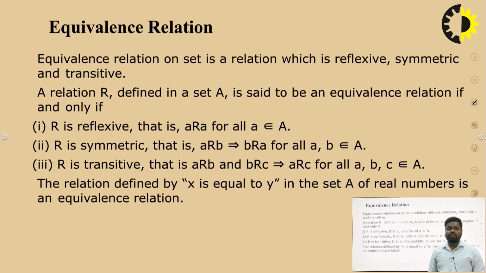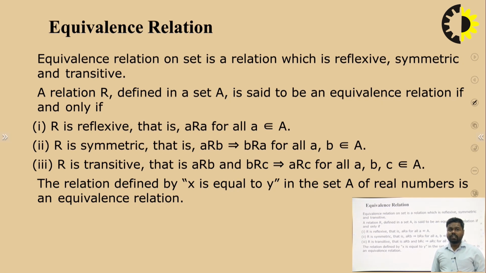As we have learned in the previous slides, R is reflexive when A is related to A, and symmetric when A is related to B, then B is also related to A for every element belonging to A. And transitive: A related to B and B related to C, then A is related to C. This is the definition of equivalence relation: an equivalence relation on set A is a relation which is reflexive, symmetric and transitive.